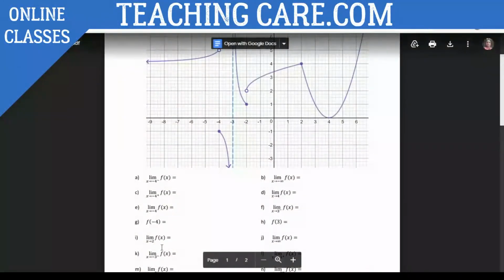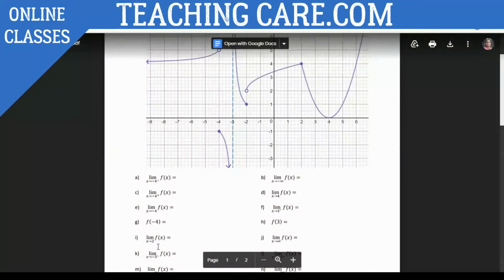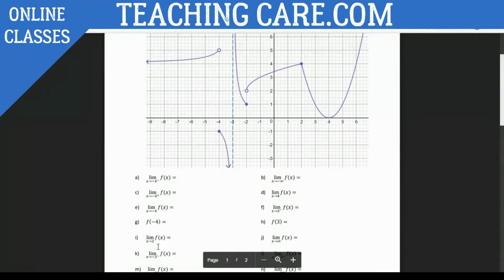Limit x approaches 2 f of x. As it approaches 2, it's going to be 4. Limit x approaches infinity f of x. For which one? J it is. Oh no, for I. I was doing for I. Okay. Yeah, x approaches infinity f of x. As it approaches infinity, it's going to be infinity.